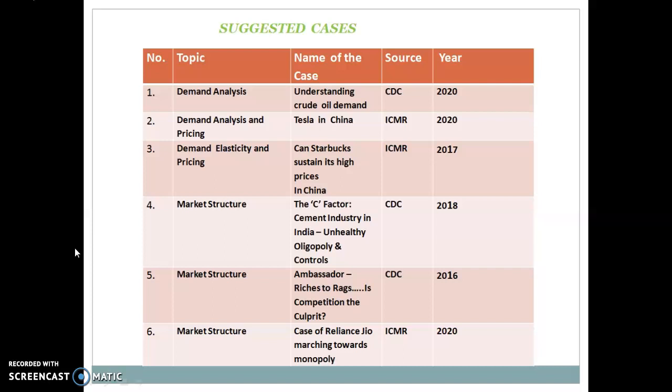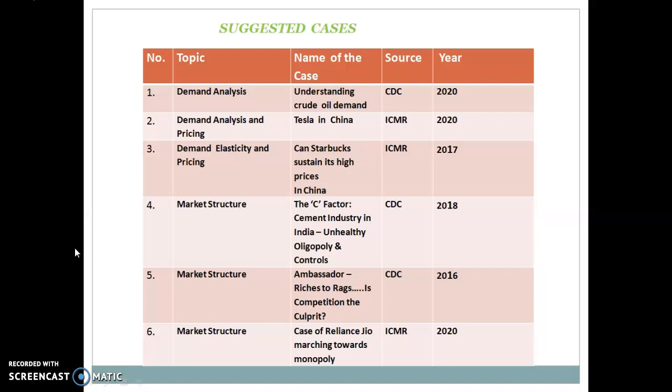Another recent and very interesting case is the case of Reliance Jio. I'm sure all of you are familiar with this. It talks about the concept of evolving market structures, and how Reliance Jio is evolving slowly into a monopoly. So this deals with the evolution of market structures. All these cases are fairly recent, and I'm sure it would be very interesting.